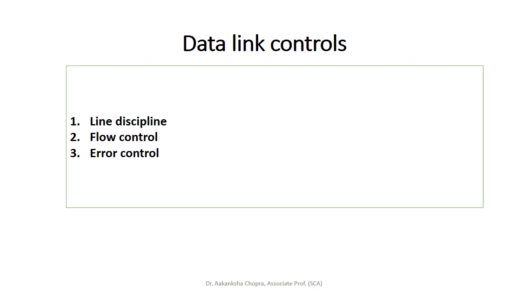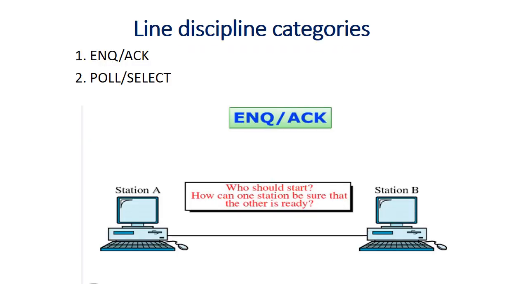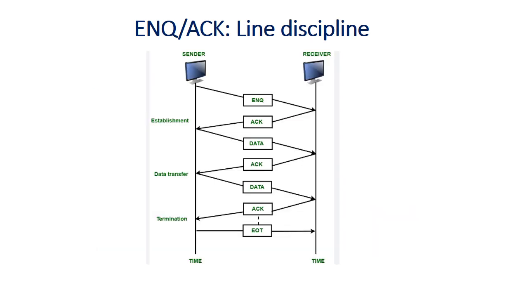Data link controls are of three major types, which we just discussed. The first is the line discipline category. We have two categories here: inquiry and acknowledgement, and poll and select. Inquiry and acknowledgement is basically done between sender and receiver, where the communication is absolutely peer-to-peer, and where the communication is first decided.